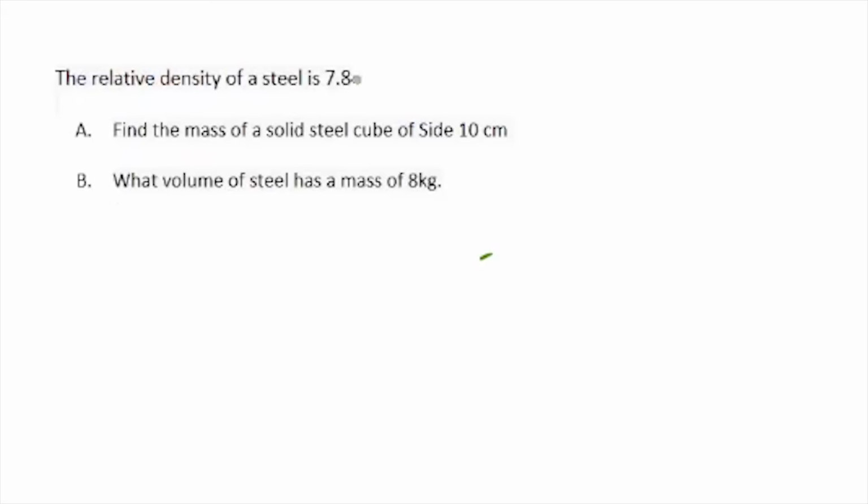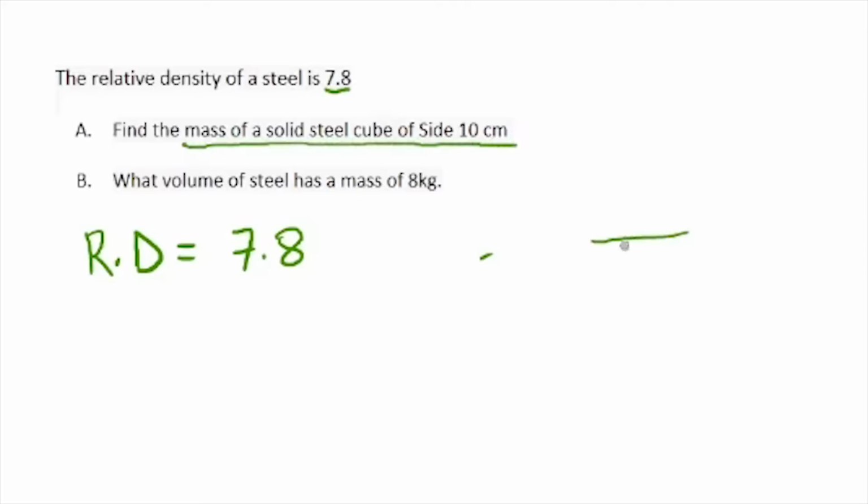The relative density of steel is 7.8. So we know that the relative density of steel is 7.8. I'm summarizing the question. They're asking us to find the mass of a solid steel cube of side 10 centimeters. When they say side 10 centimeters, this is the cube they're talking about, something like that. I think my fine art is still okay.